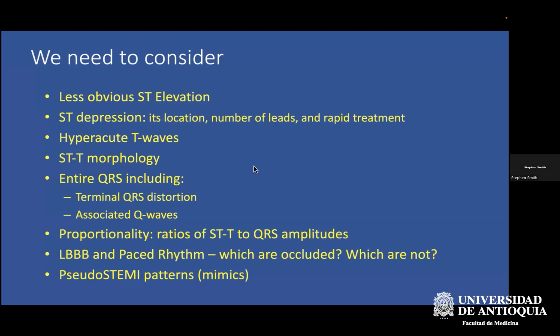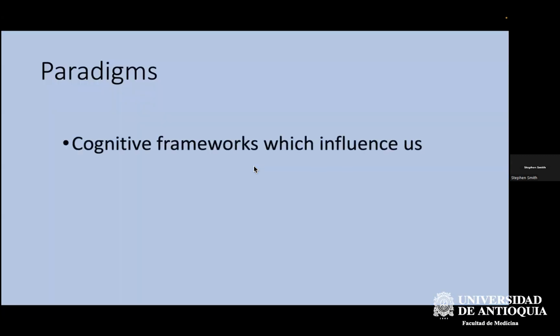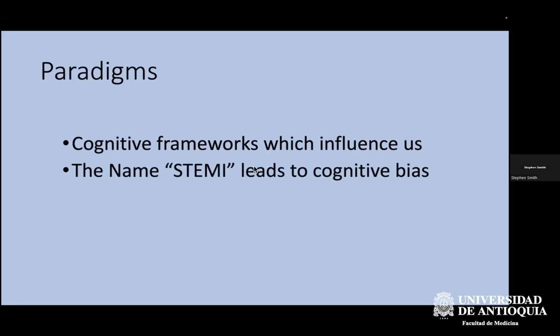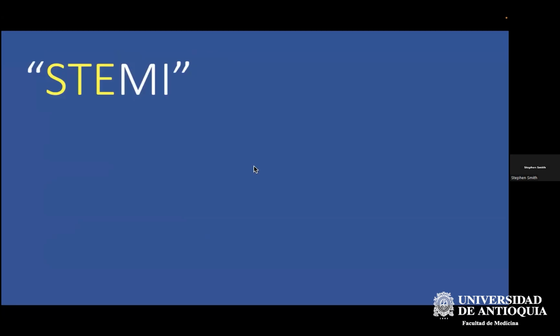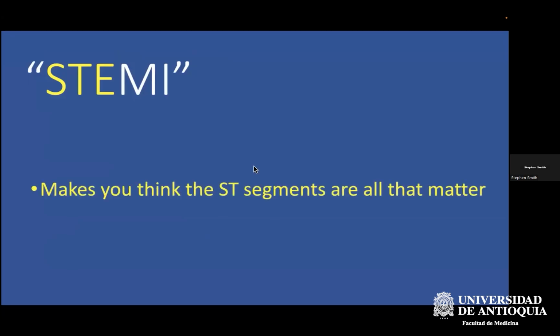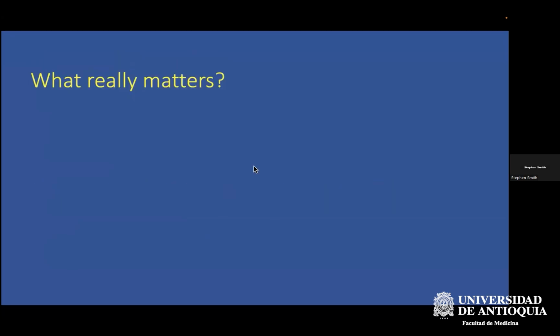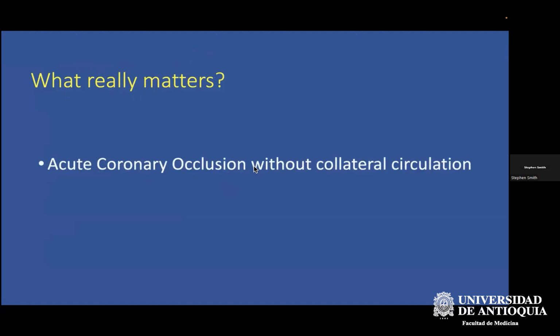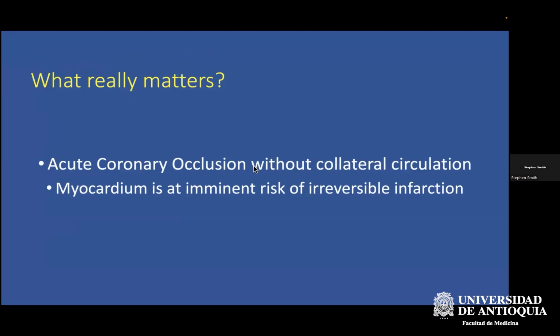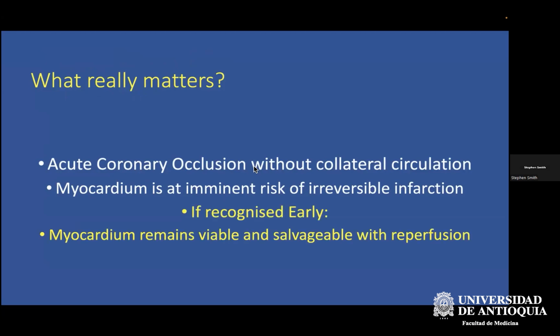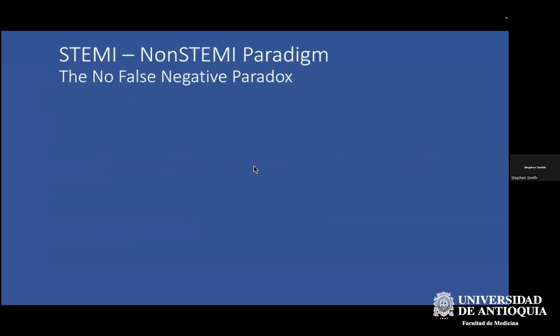And then there's pseudo-STEMI patterns and mimics. How do we identify those? Paradigms, cognitive frameworks which influence us. The name STEMI leads to cognitive bias. Reframing is necessary. STEMI makes you think the ST segments are all that matter. What really matters? Acute coronary occlusion without collateral circulation. Myocardium is at imminent risk of irreversible infarction, and if recognized early, the myocardium remains viable and salvageable with reperfusion.